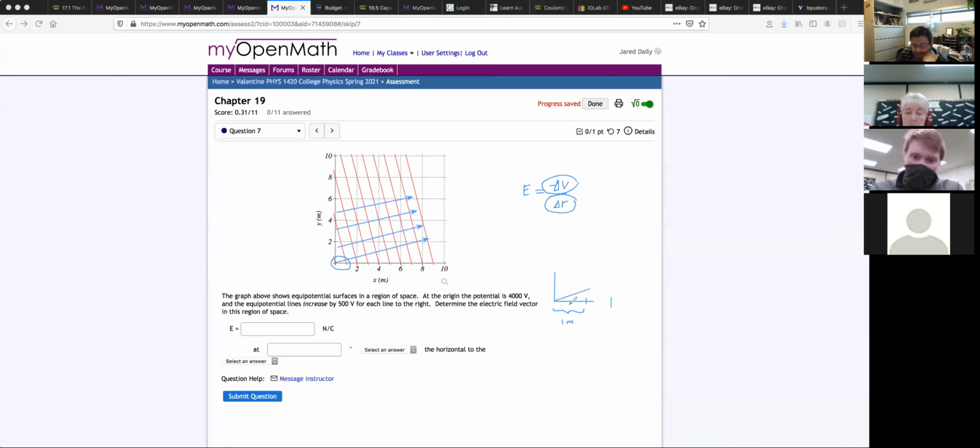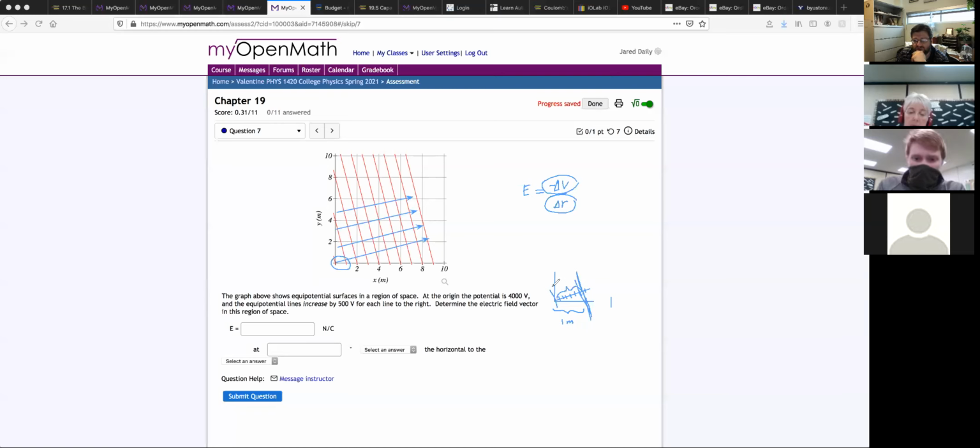However, I'm not moving in this distance. I want to move along this distance. I need to know how far this is right here, because between this line on the origin and the line that goes through the 1 meter mark right there, I need to know this distance here because I know this change in voltage.